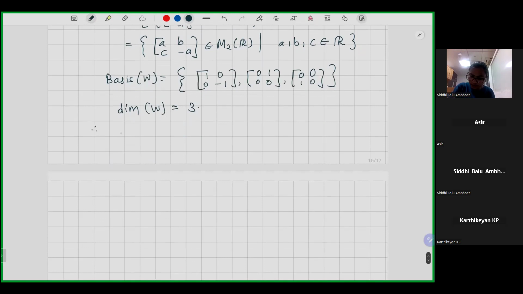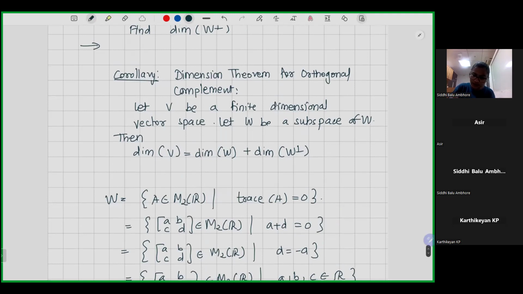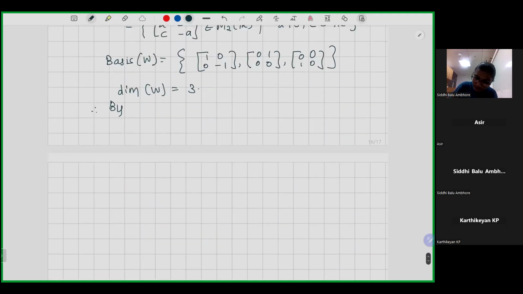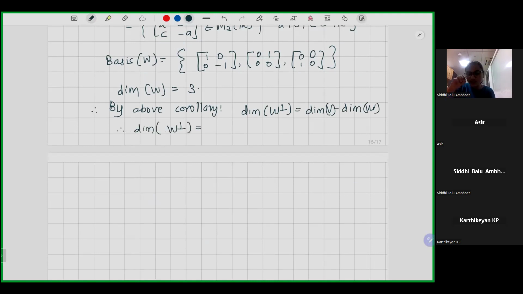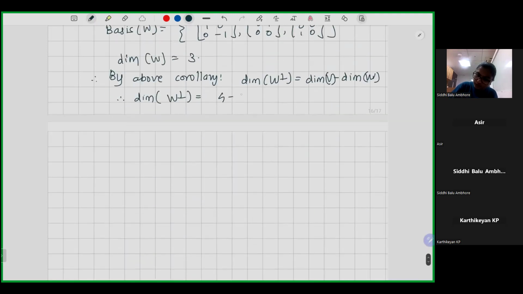So therefore, by the above corollary, the dimension of W perp will be the dimension of V minus the dimension of W. What is the dimension of V? We know that the dimension of V is 4, so it will be 4 minus 3, which is 1.